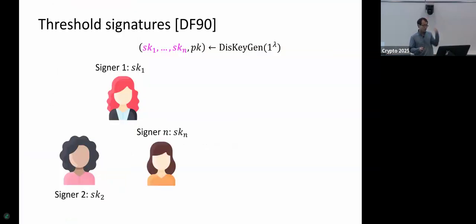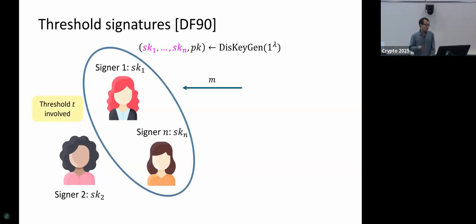So I will start from what is a threshold signature. In this setting, initially n signers run a distributed key generation protocol to generate n secret key shares and one public key, so that by the end, each signer will hold one secret key share. And to sign a message M, it requires at least a threshold T of signers to be involved in order to issue a valid signature, which can be verified using the public key.